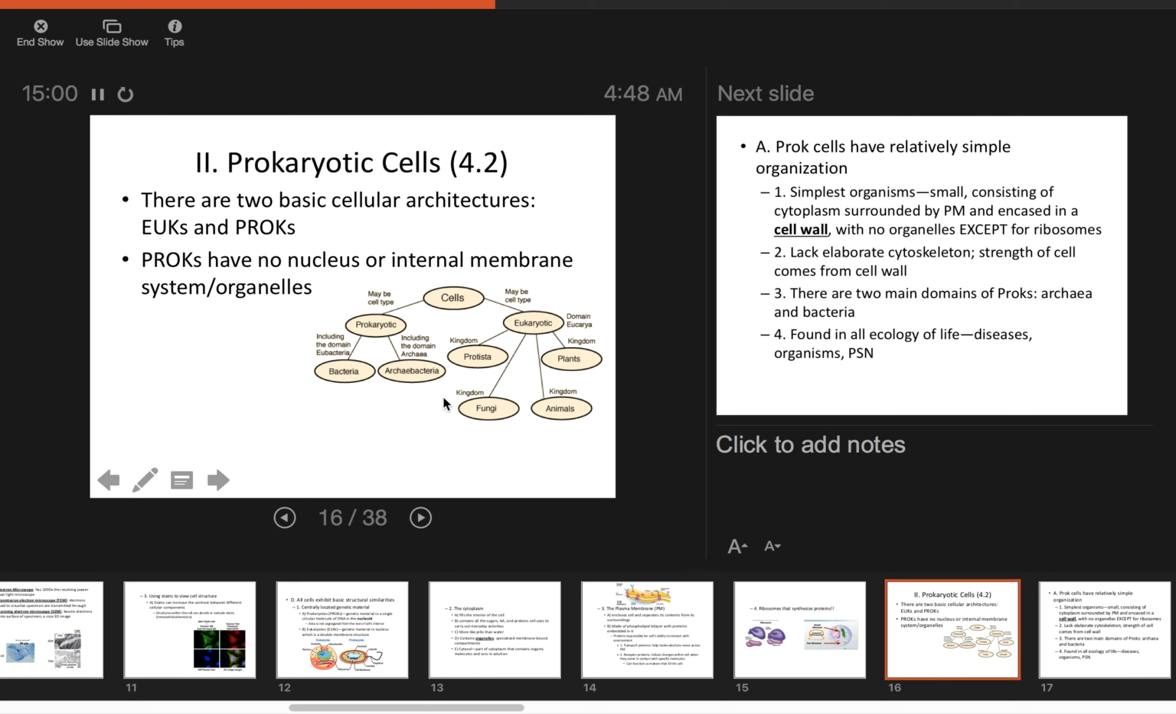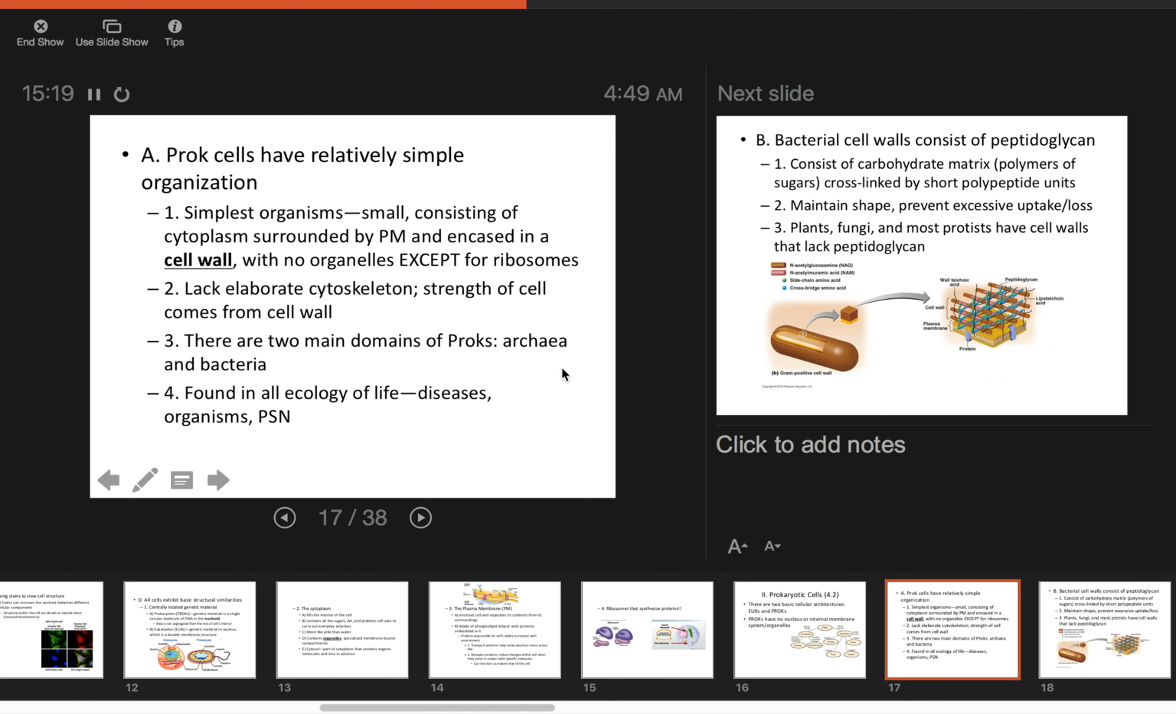Or archaea. And so we're going to talk about these two in this section. And then in 4.3, we'll talk about eukaryotic cells. But I'm not going to talk really about plants, animals, fungi, protista. That's more like semester 2 stuff. But we will talk about the differences between plant cells and animal cells, especially when we get to mitosis. But prokaryotic cells do have this kind of simple organization.